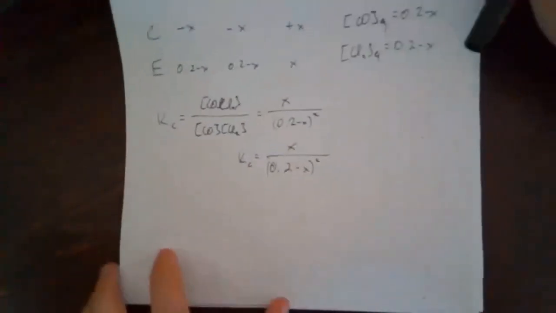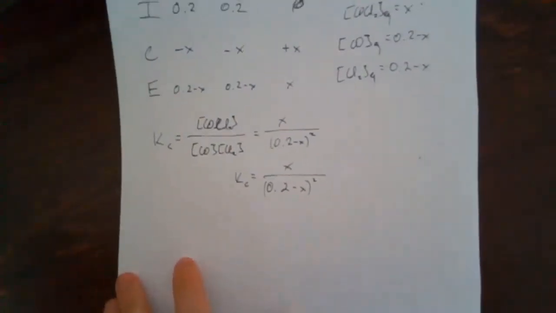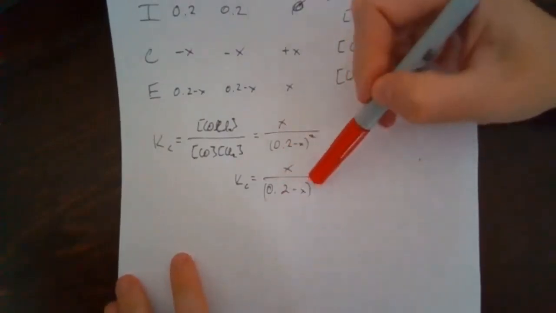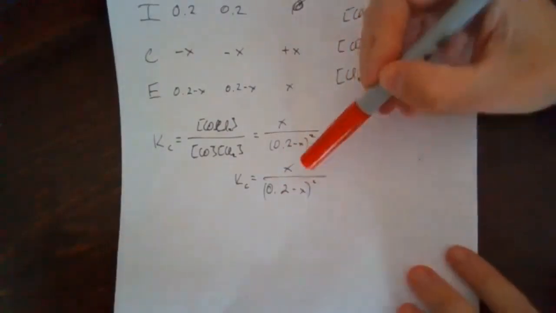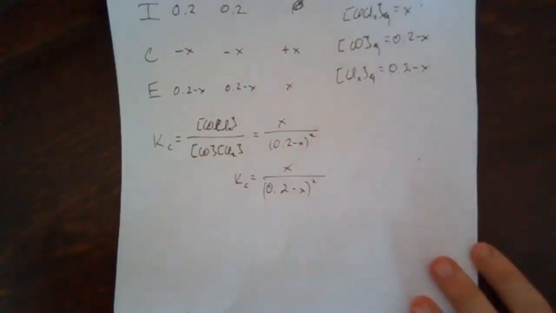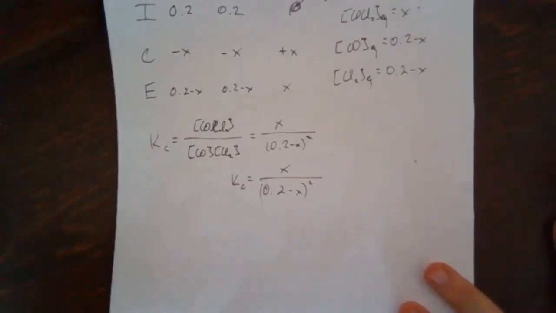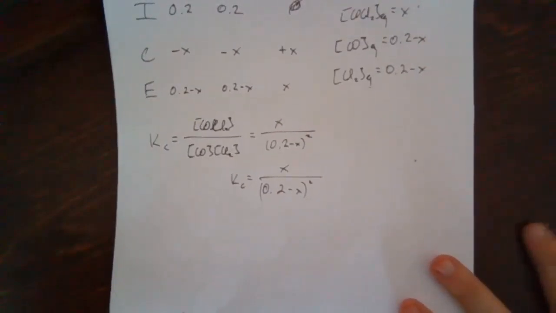All right. So right now, when I look at this, I have an x to the first power on top and an x squared on the bottom. That means I would need to use a quadratic equation to solve for x. In general, I want to avoid doing that. One, it's a pain. It takes a long time. It really adds a lot of work. And I really don't want to do it.